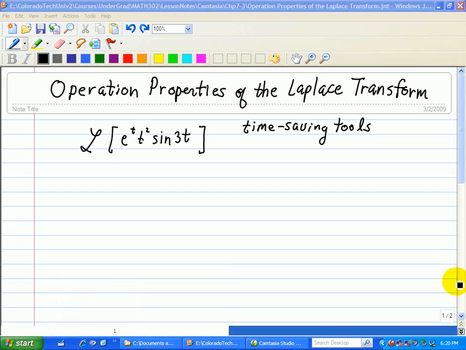Now we'll talk about the operational properties of the Laplace transform, and basically these are just time-saving tools because evaluating a Laplace transform such as this is quite formidable. So let me introduce the first property, which is called the translation property, and this is given as follows.